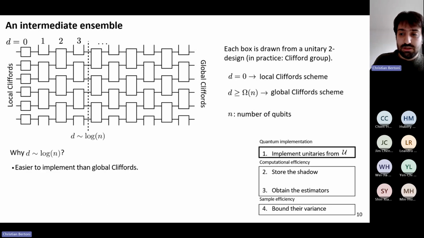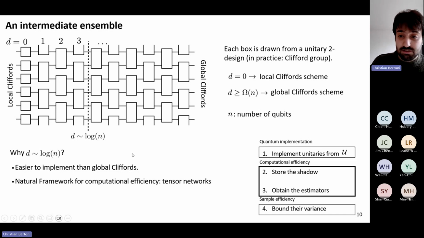In our case, what we examine in detail is the regime where the depth scales logarithmically in the system size. And why logarithmic in particular? Well, as far as the first point goes, this is way easier to implement than global Cliffords, which in general require linearly deep circuits as opposed to logarithmic. And as far as computational efficiency goes, we have a natural framework which is given by tensor networks, and I will talk about this later.